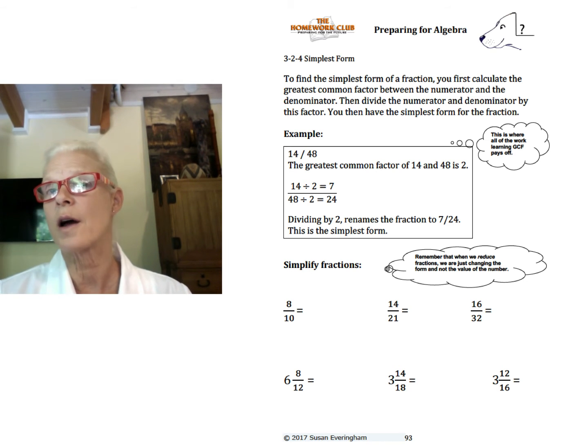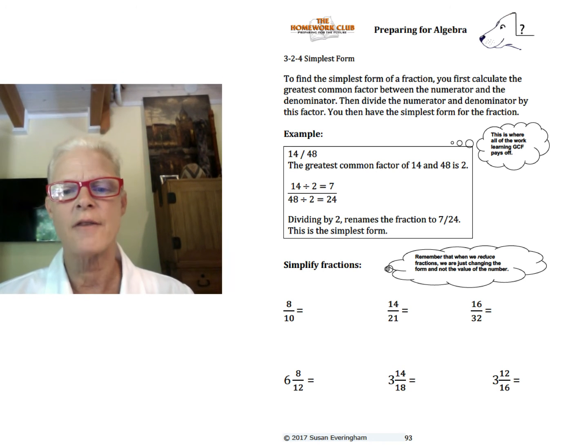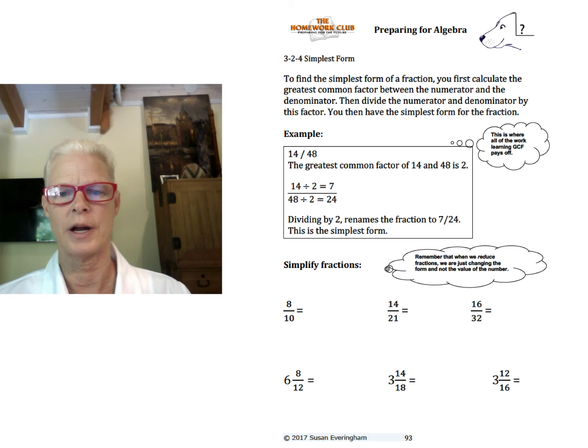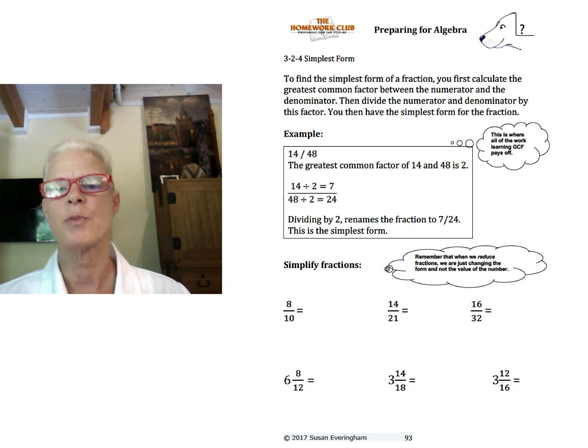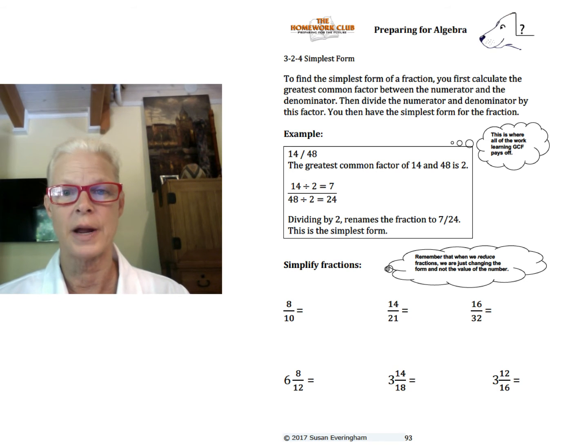We know we also have gotten down to the simplest form because we have a prime number, 7, in that number. We'll get to primes soon anyway. And remember that when we are reducing, we're just renaming them. We're just calling them something else, but we have not changed the value of the number. Go ahead and simplify these 3 fractions. I'll see you on page 94.